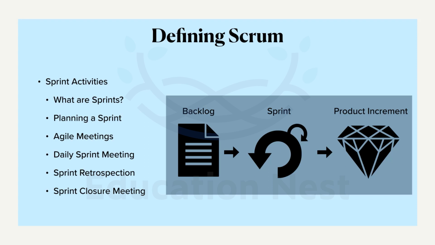Usually this is chaired or owned by the product owner, not the scrum master. We will learn a bit about the roles and responsibilities of who a product owner is and who a scrum master is. Just keep it in the back of your mind that agile meetings are done by the product owner, but the daily sprint meeting, sprint retrospection, and sprint closure are done by the scrum master. So with that said, daily sprint meeting, what is this?